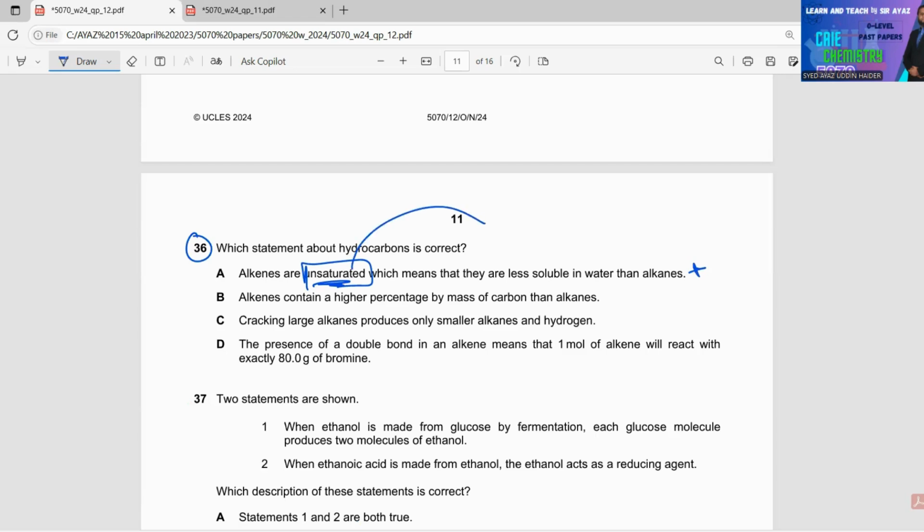Unsaturation is related to the presence of a carbon-carbon double bond. It's not responsible for or dictating the solubility of the compound. Choice A is incorrect. Choice B: alkenes contain a higher percentage by mass of carbon than alkanes. This statement looks correct to me.